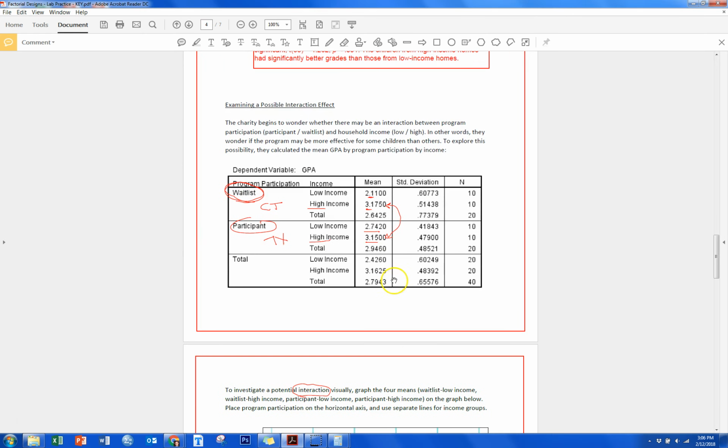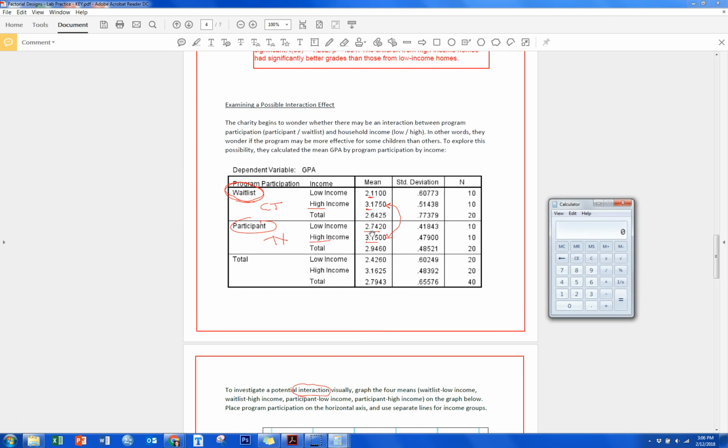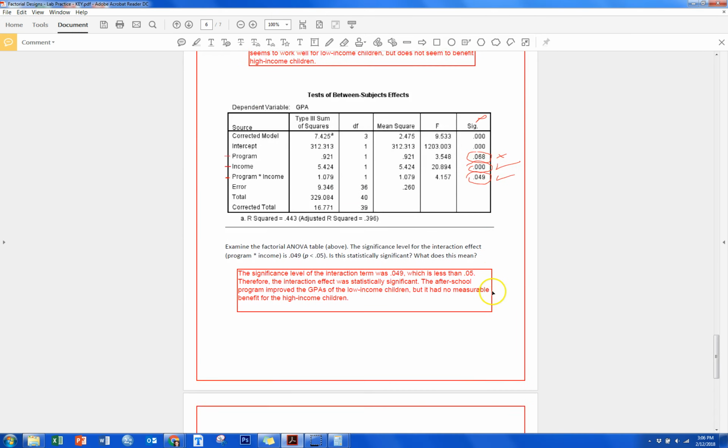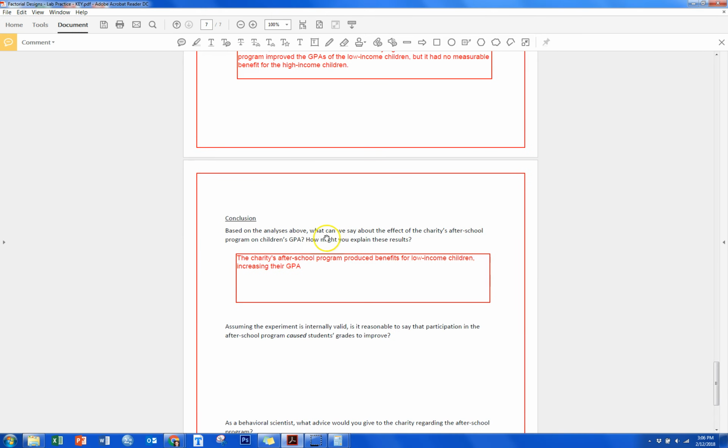If we take a look at the low-income kids here, it went from, let's see here, 2.742 from 2.22. So we have a difference of 0.6. Standard deviation is probably about 0.5. So this is more than a standard deviation, so it is a big difference, a sizable difference, increasing their GPA by a sizable amount, right? So it had a big effect, lots of benefit on the GPA.